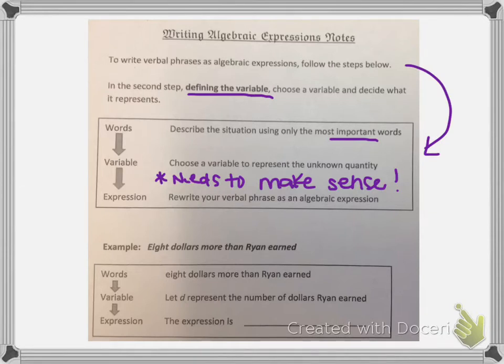So let's look at this example. We need to write $8 more than Ryan earned as an algebraic expression. So we put that into words and we use the most important words. Well, in this case, every word is important. $8 more than Ryan earned. Well, more means that we are going to be adding. So that's our operation. We're going to let D represent the number of dollars Ryan earned. So it is 8 more than whatever D represents, which is the number of dollars Ryan earned. 8 more than D can be written as D plus 8.